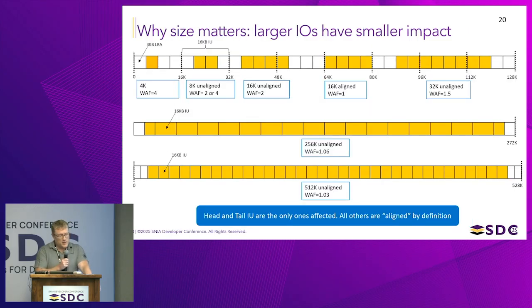Now, size matters. Like I said, bigger is better if you're doing writes. If you're unaligned to your IU, but you're doing a very large write, everything in the middle is intrinsically IU aligned, which means you're only getting damage from the head and tail. And you saw that in the way the graph looked above with the unaligned writes. So as it gets bigger, the impact of that extra write amp is less and less. Something to consider in the way we're using these drives.